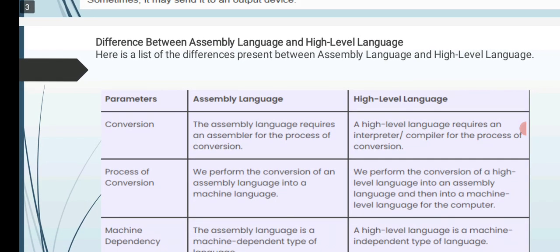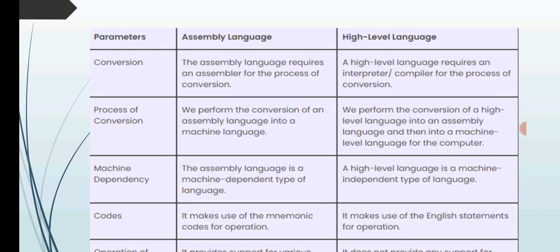The difference between assembly language and high-level language. Here is the list of differences between assembly language and high-level languages. The first parameter is conversion. Assembly language requires an assembler for the process of conversion. High-level language requires an interpreter or compiler for the process of conversion.